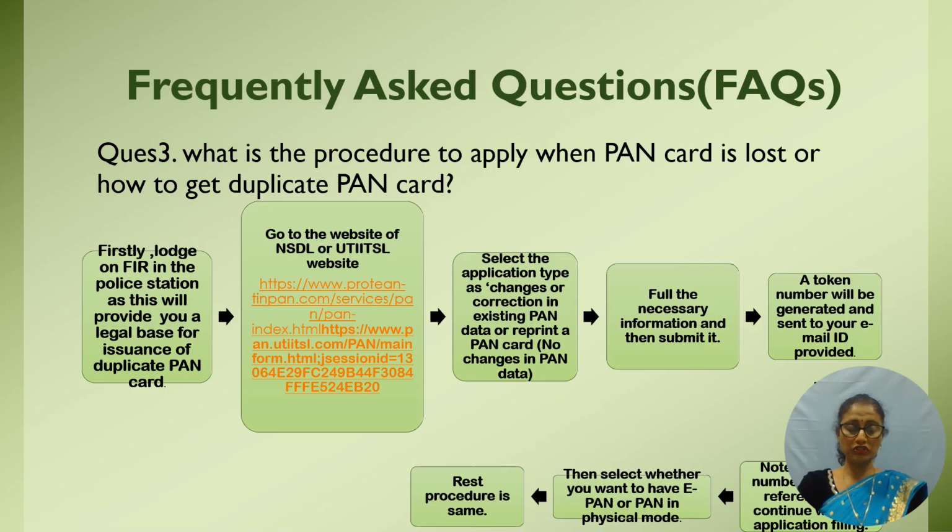Now go to the official website, select the application type as changes or correction in existing PAN, or reprint of PAN card. In case there is a change in the data, then fill the necessary details and then submit it. A token number will be generated and sent to your registered email ID. Note down the token number for your future reference or for further correspondence with the department, and then select whether you want to have an ePAN or PAN in physical mode. The rest of the procedure is the same.